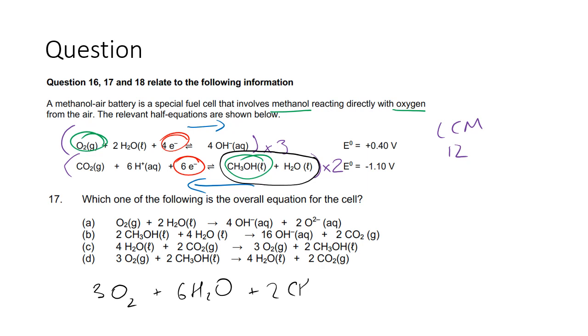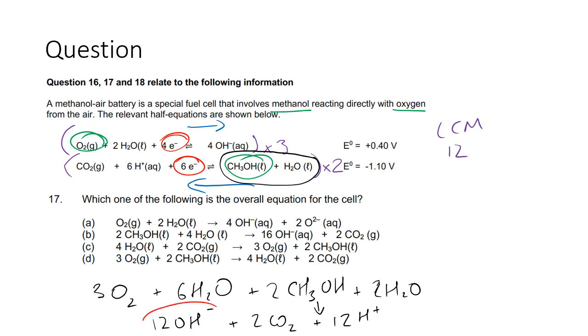So 2CH3OH plus 2H2O, which means that we can probably turn that to 8H2O, but that's fine. That goes to all of the products, 12OH- plus 2CO2 plus 12H+. Okay, now, a couple of things. That OH- and that H+ can probably combine, and so therefore we can just write 12H2O.